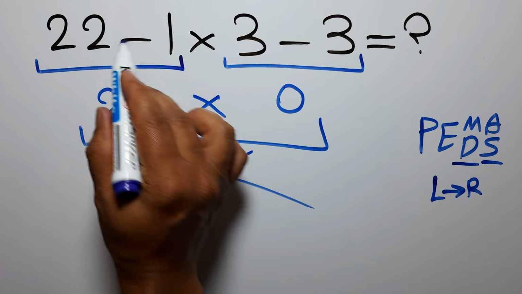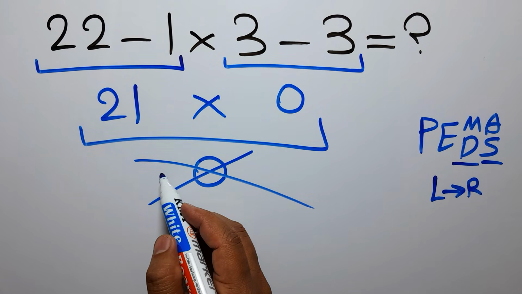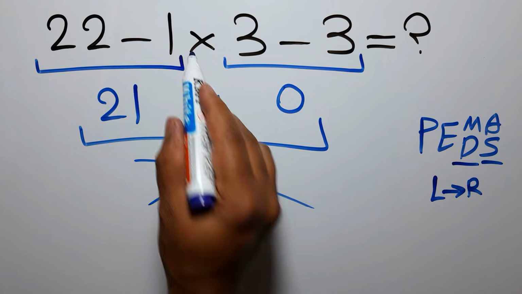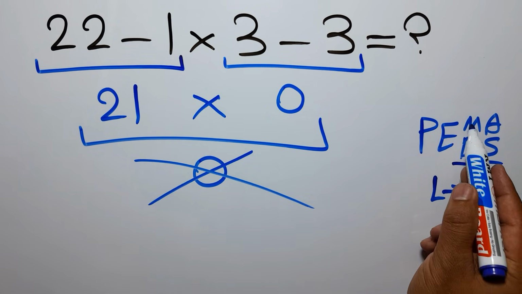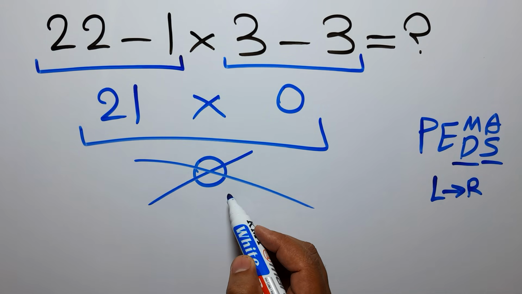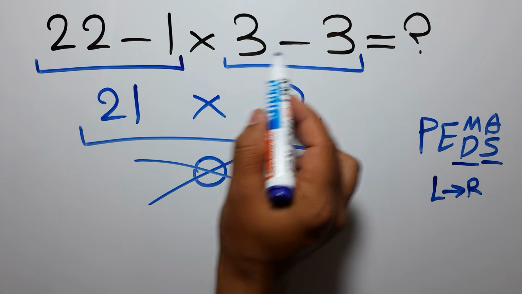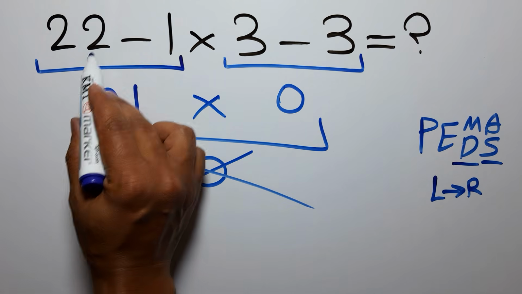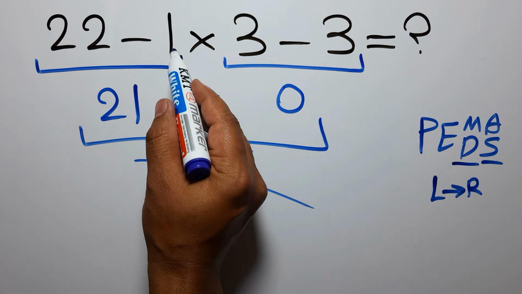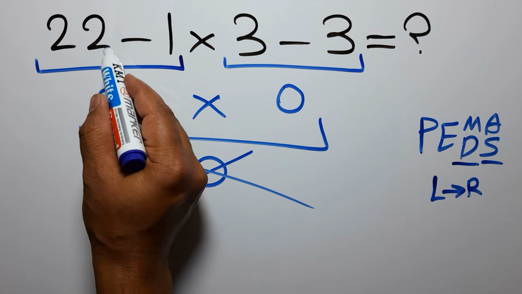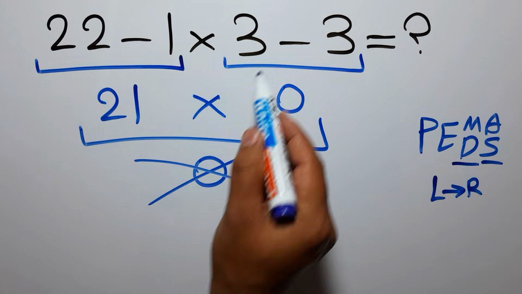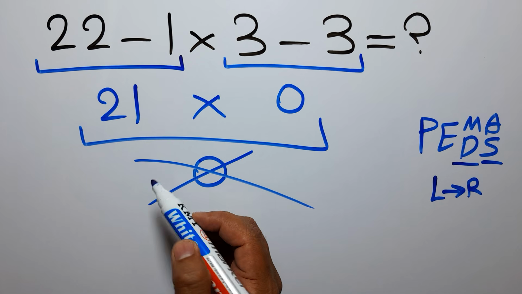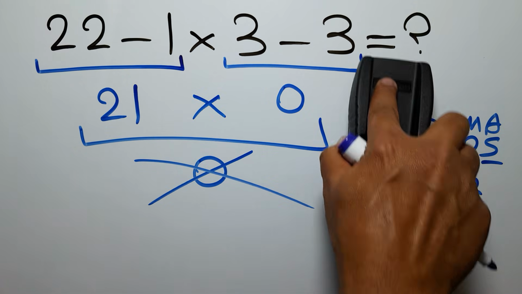In this expression we have 2 subtractions and 1 multiplication. According to PEMDAS, multiplication has higher priority than subtraction, because multiplication comes before subtraction. And when we have more than one subtraction in an expression, we have to work from left to right. So therefore, first we have to do this multiplication, then this subtraction, and finally this subtraction. If we do this subtraction or this subtraction before this multiplication, it is wrong.